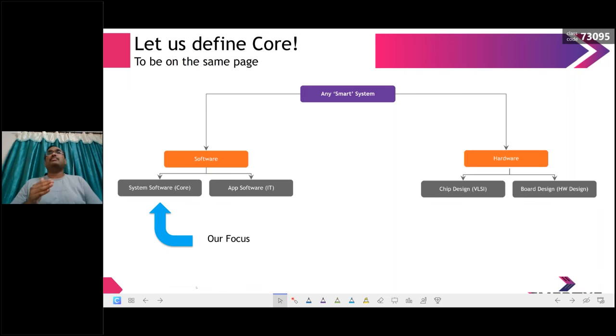So our problem statement is how can you skill yourself so that you can become a core software development engineer or a software test engineer in embedded software, core software, or firmware. This is the problem statement, right?